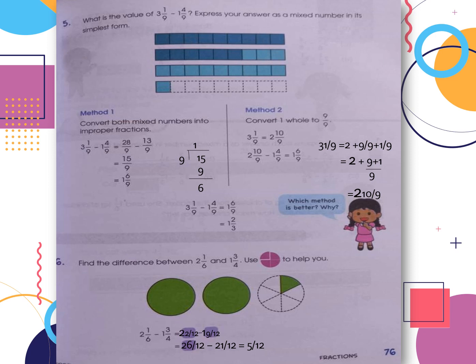So we can't do that. That's why we first converted these mixed numbers into improper fractions, and it becomes 26 over 12, because 12 into 2 is 24 plus 2 is 26. And then we also converted 1 whole number 9 over 12 into an improper fraction, which is 12 into 1 is 12 plus 9 is equal to 21 over 12. Now we can easily solve it by just subtracting 21 from 26 and the result is 5 over 12.